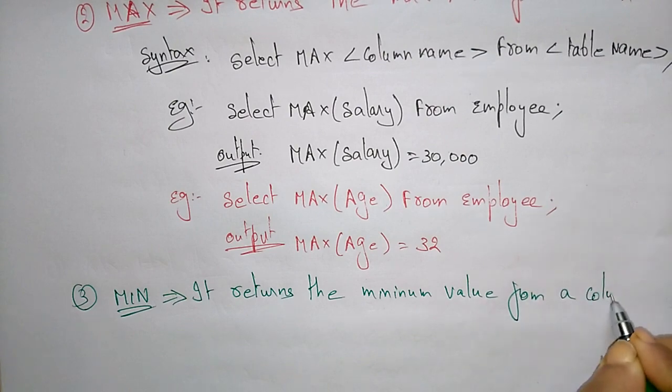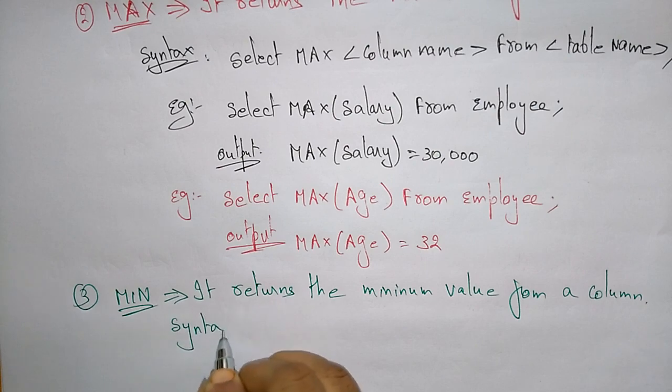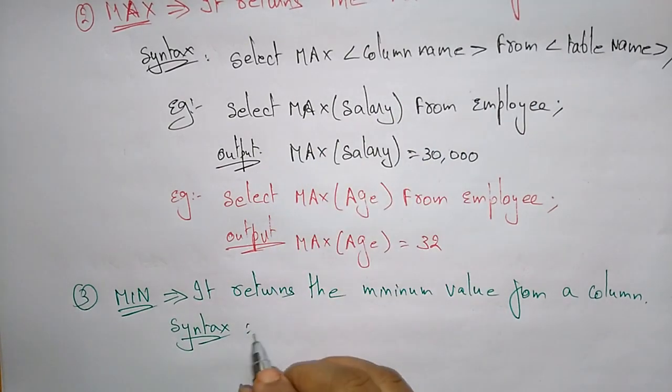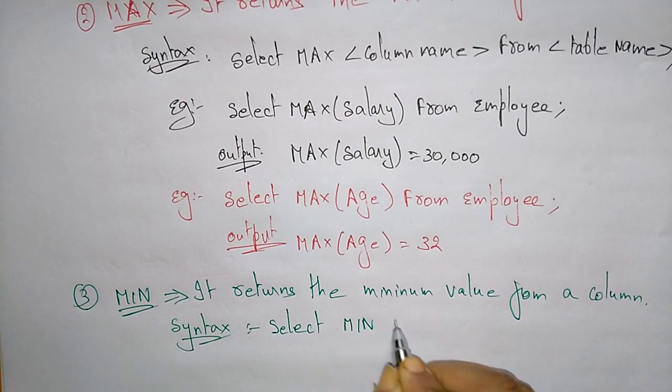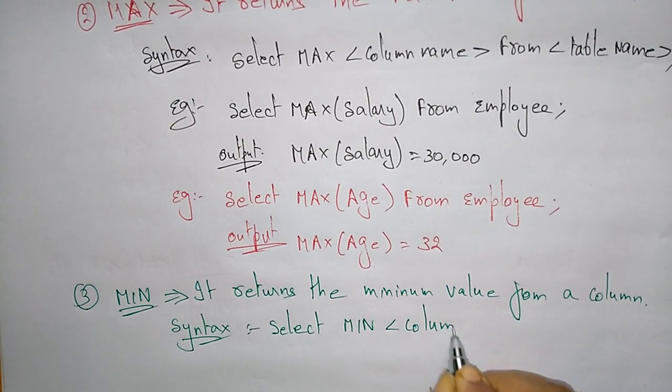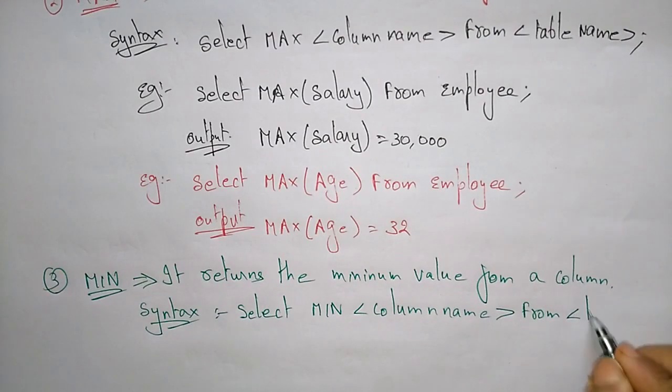From a column. So the syntax for this is just like maximum, instead of max you just write the minimum. Select minimum column name from table name.